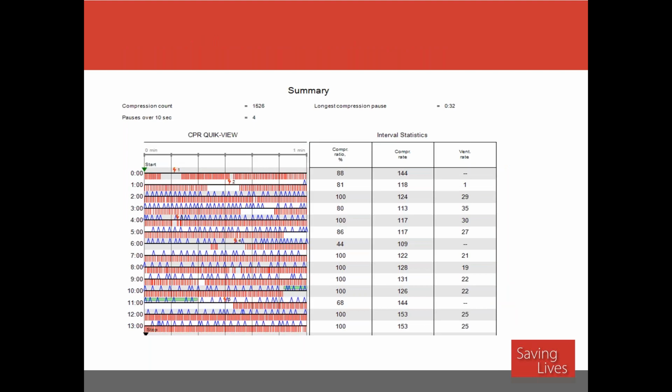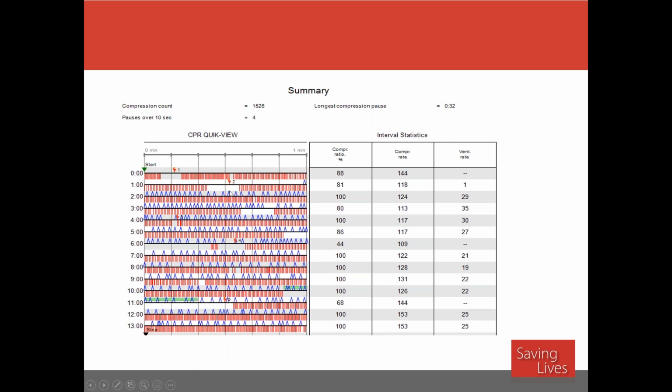So this is a patient who was intubated. This was a cardiac arrest, and they actually had an advanced airway placed before the arrest. And what you can see in this case, this is a CPR report card, and these little red dashes indicate a chest compression.